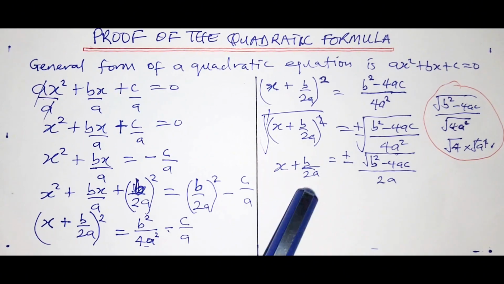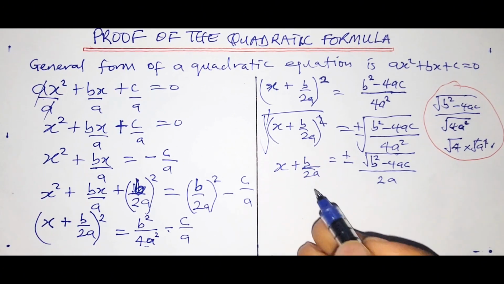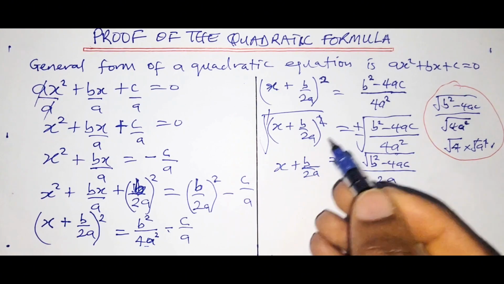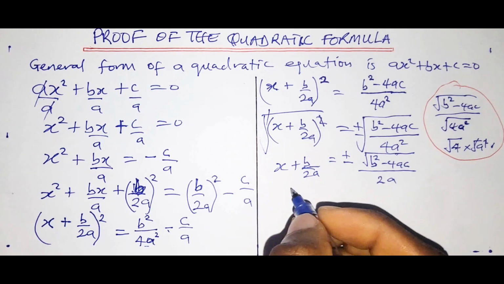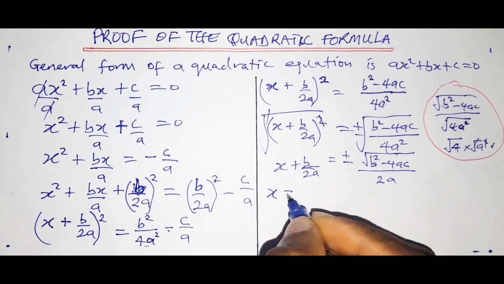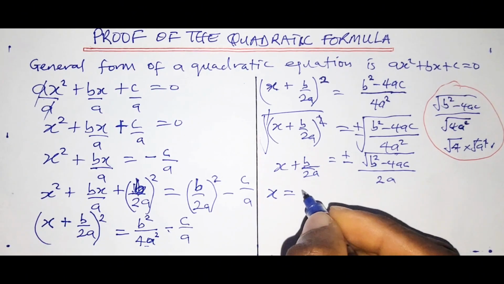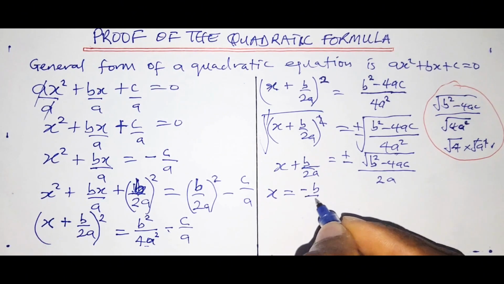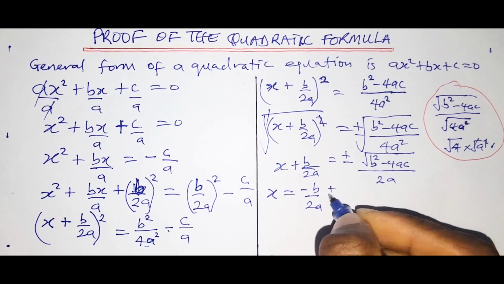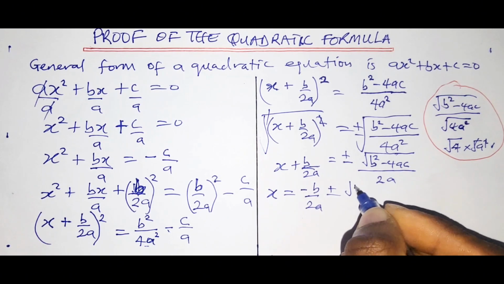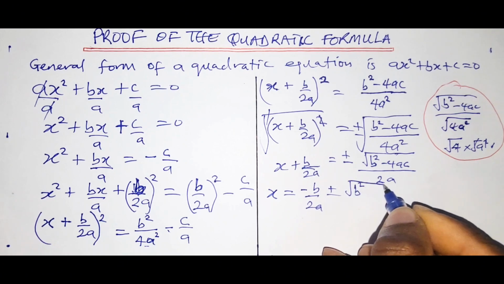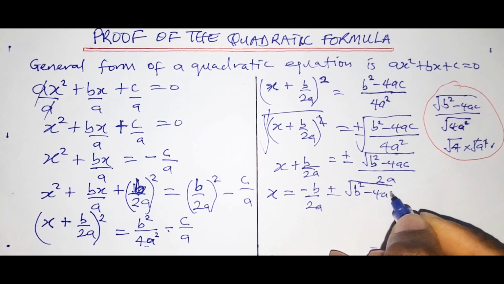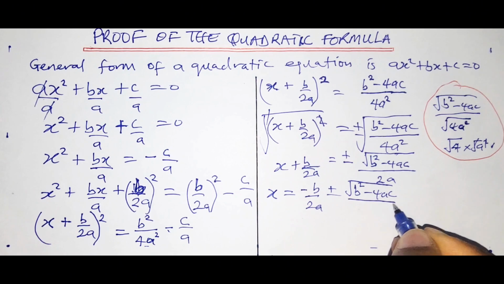Nice, by the way. So now we have this. We are close to the final proof. We are going to move this very one here to the right hand side so that this x stands alone. So when you do that, since this is plus, you have minus b all over 2a plus or minus square root of b squared minus 4ac divided by 2a.